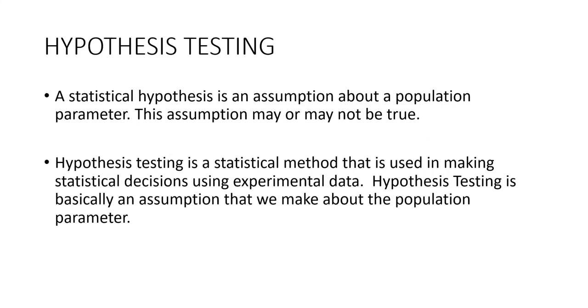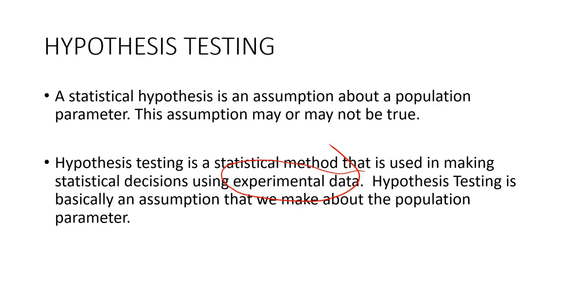Let's continue with the chi-square test. First of all, we need to understand what hypothesis testing is. A statistical hypothesis is an assumption about a population parameter. Hypothesis testing is a statistical method that is used in making statistical decisions using experimental data. Very important: using experimental data. Hypothesis testing is basically an assumption that we make about the population parameter.